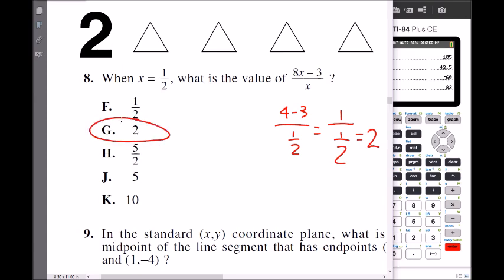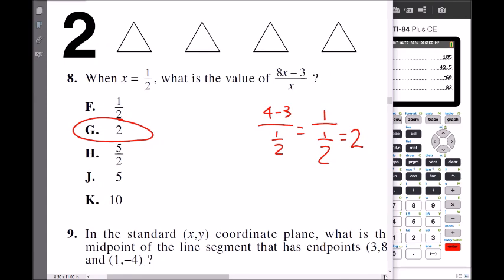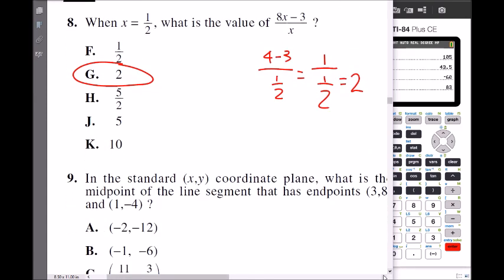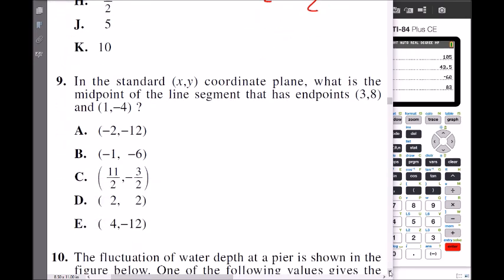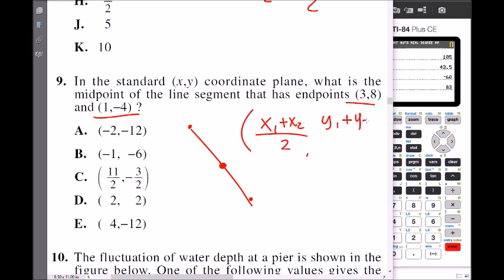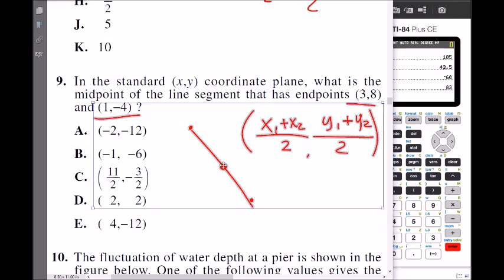9. In the standard XY coordinate plane, what is the midpoint of the line segment with these two endpoints? So if you have here and there, you're looking for the middle. What you need to do is add the x's together and find the average. And for the y, you do the same thing. Just add the y's and divide by 2 because you're looking for the middle of x and the middle of y. Okay? So what do you do?